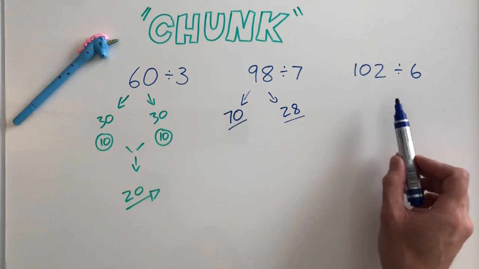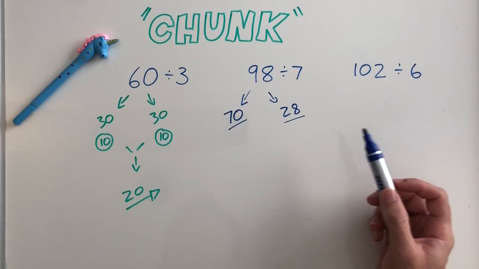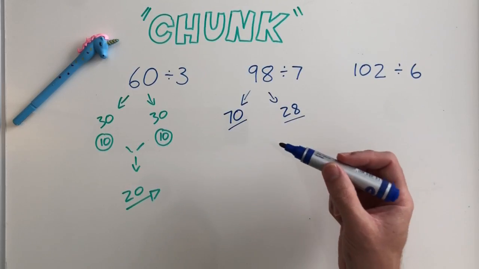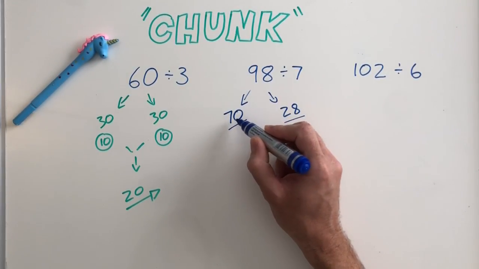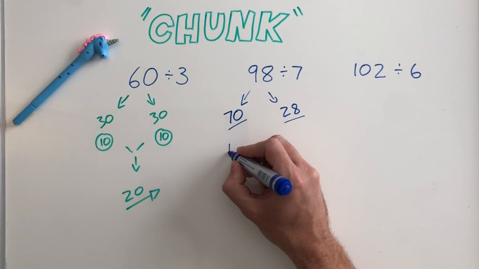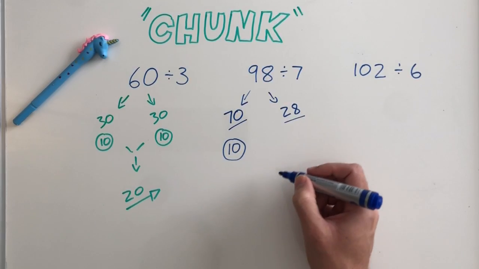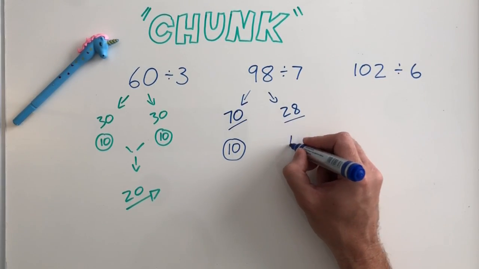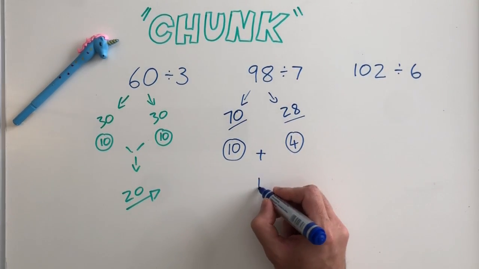Again, chunking works well or easy when we know there are no remainders, but even if there were to be remainders, it will give us a good estimation of what's going on. So in this case, I know 7 will go into 70 10 times, and 7 will go into 28 4 times. So if I just add those two, it's going to be 14.